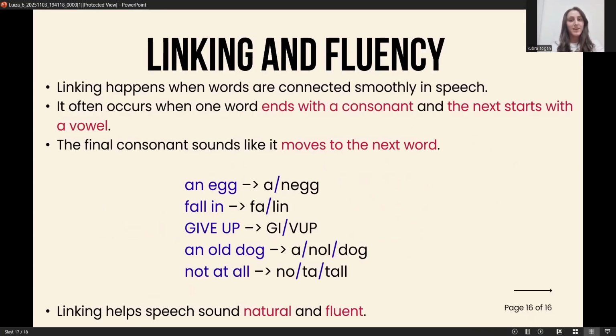And finally, linking and fluency. Linking happens when words are connected smoothly in speech. It often occurs when one word ends with a consonant and the next starts with a vowel. The final consonant sounds like it moves to the next word. And these are the examples. An egg, pronounced like "a negg." Fall in. Give up, give up. An old dog. Not at all, not at all. Linking helps speech sound natural and fluent.